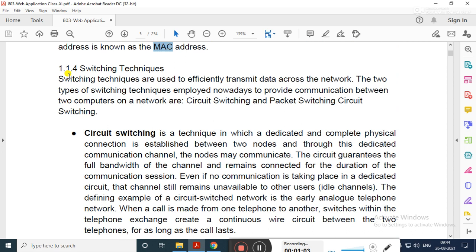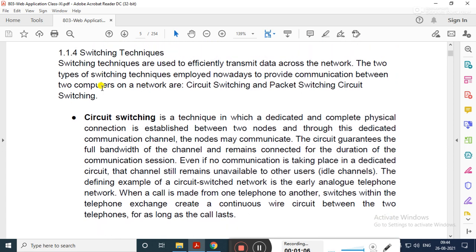What are switching techniques? Switching techniques are used to efficiently transmit data across the network. The two types of switching techniques employed nowadays are, the first one, circuit switching, and the second one, packet switching. Both are rapidly used in network systems right now.